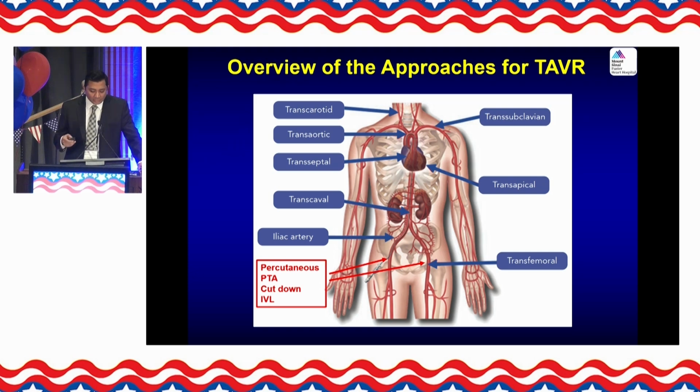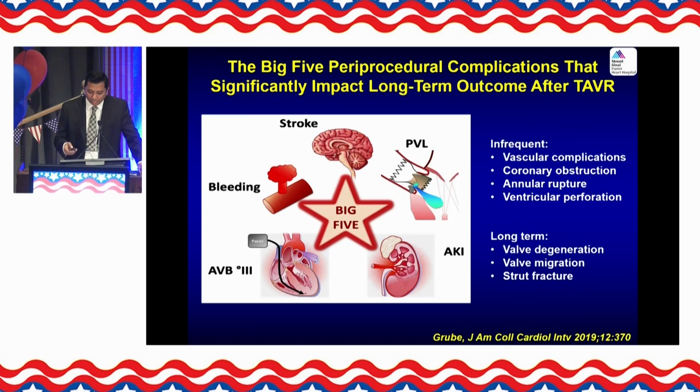With the advent of technologies in peripheral space, such as cut down and intravascular lithotripsy, our transfemoral route is actually the most predominant one. It's almost 98%. But there are other routes through which the valve can be deployed. And there could be a transcaval, transapical is almost non-existent these days, transcarotid, and transsubclavian are the other routes.